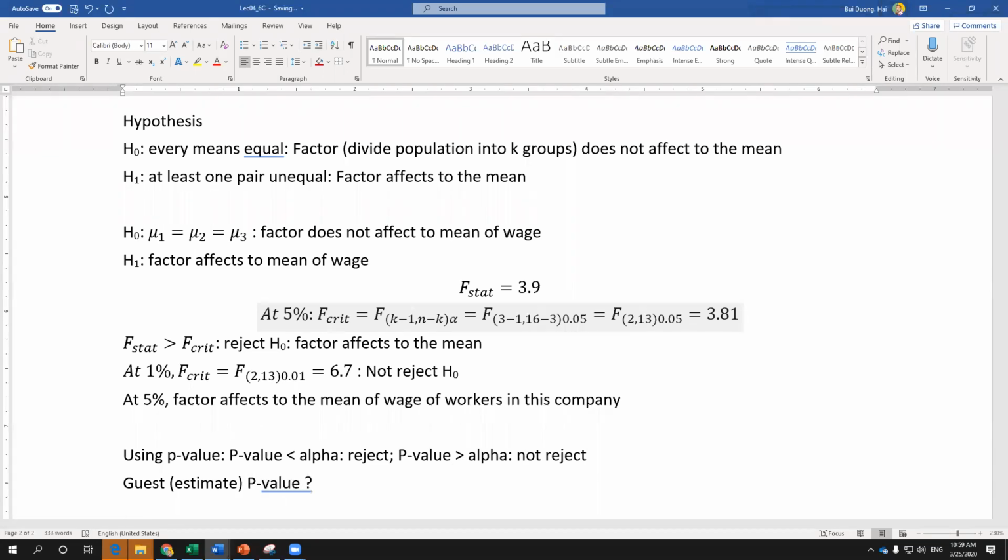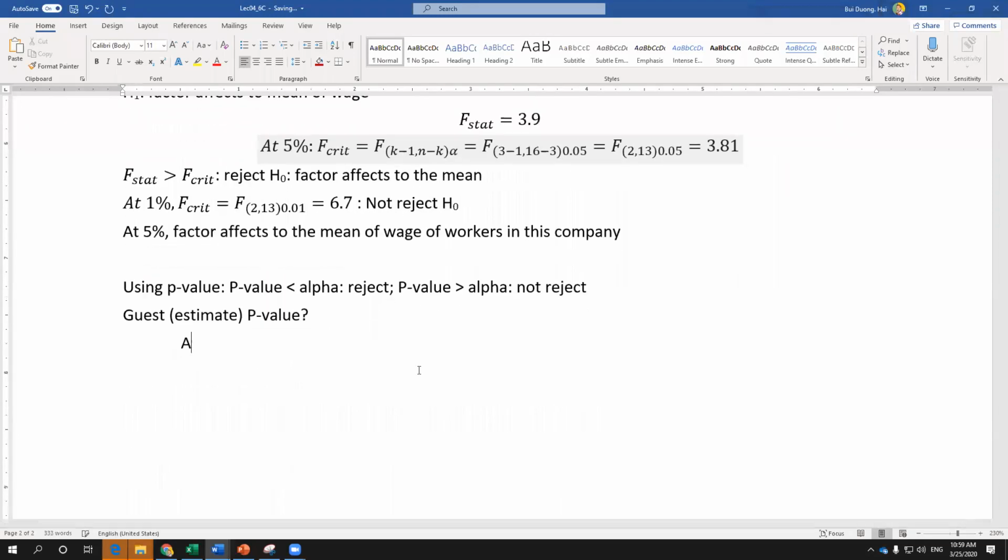For example, in my multiple choice question, I have 4 options. A, p-value less than 1%. B, from 1% to 5%. C, 5% to 10%. And D, greater than 10%. For example, in my final exam, using the above test, tell me the p-value.